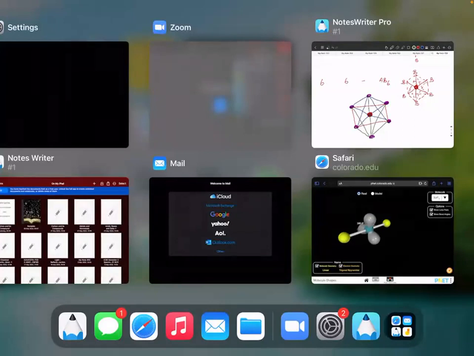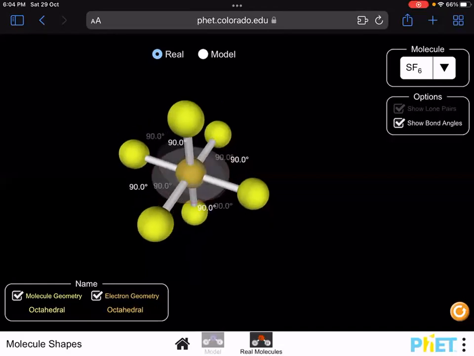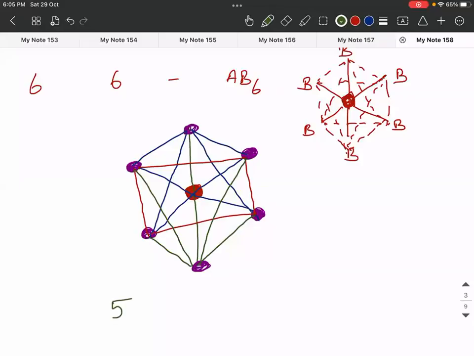You could see it. Okay. So you have to connect all this, then you will get the perfect answer. Is it clear? Okay. Now suppose if you have 5 bond pair and 1 lone pair, A, B, 5 and E, what will be the shape? You tell me.